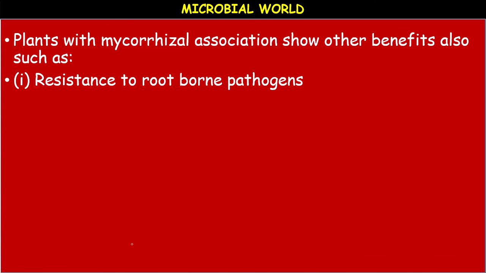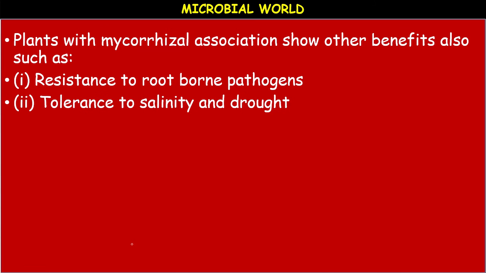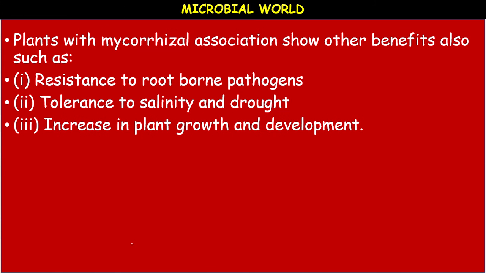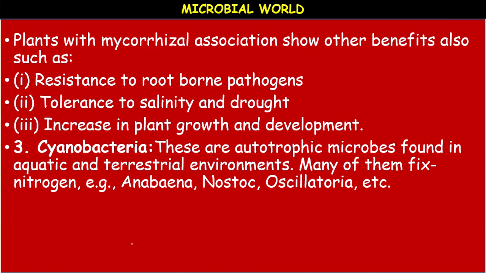The plants with mycorrhizal association show other benefits also. What are they? Resistance to root-borne pathogens, tolerance to salinity and drought, increase in plant growth and development. So, these are the three main advantages of the mycorrhizal association, the fungi. Okay. Resistance to root-borne pathogens, tolerance to salinity and drought, increase in plant growth and development.